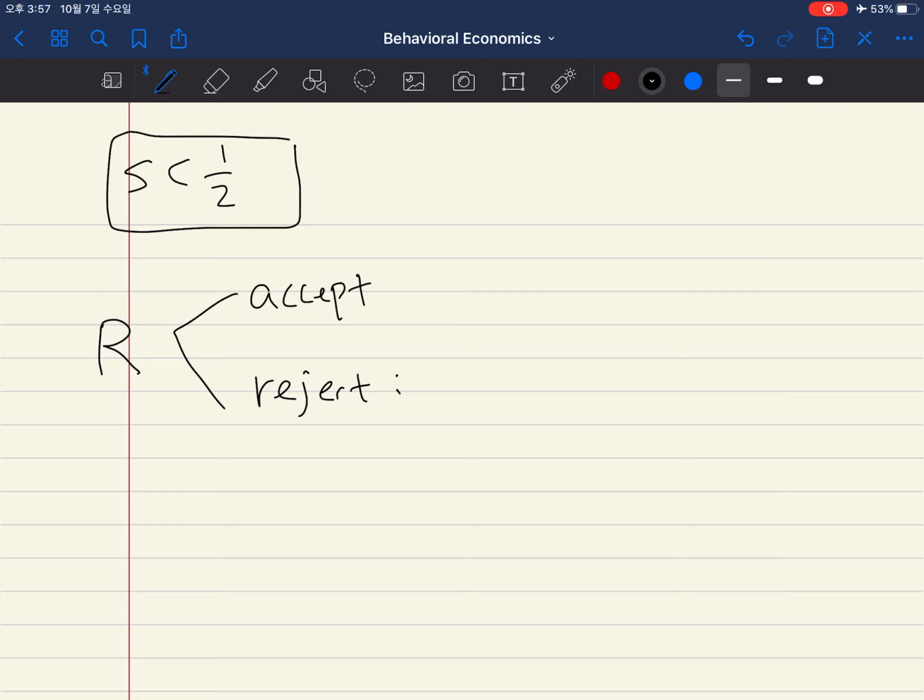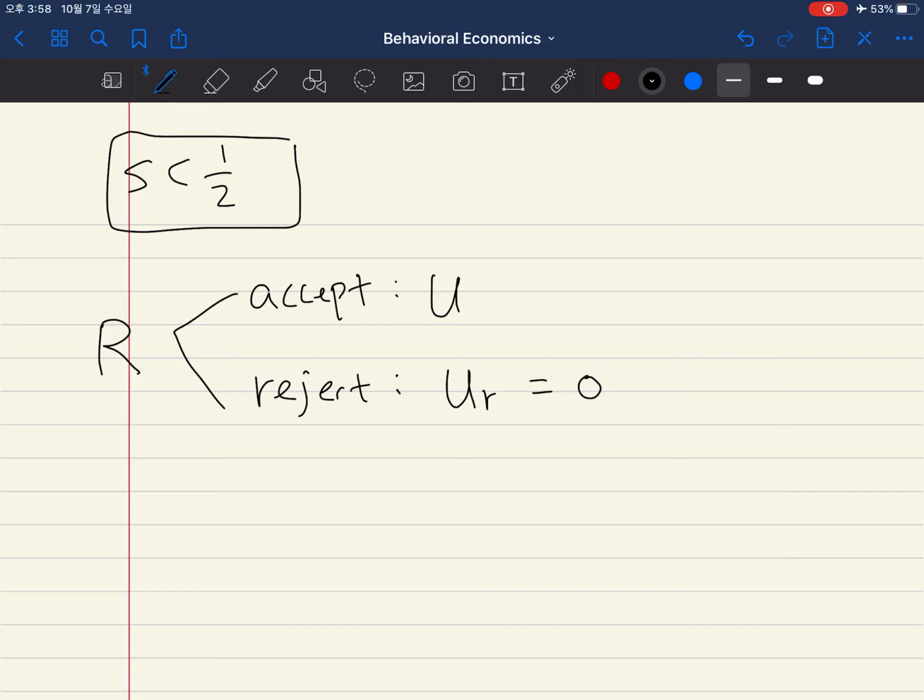If responder rejects the offer, then utility of responder is equal to 0. Why? Again, if responder rejects, then responder's consumption is equal to 0. And there is no inequality in this case, because if responder rejects the offer, then both proposer and responder get nothing. So if responder rejects the offer, responder's utility is equal to 0. What if responder accepts the offer?